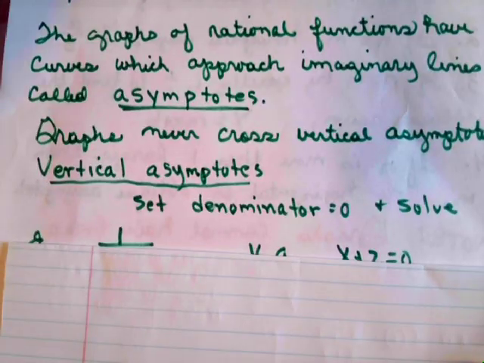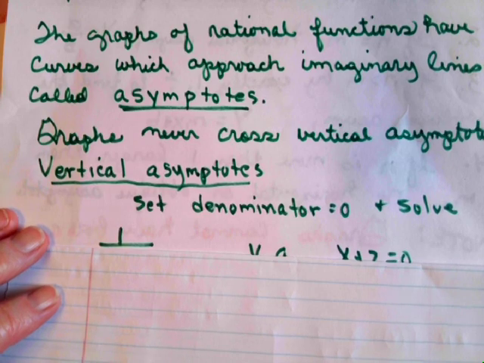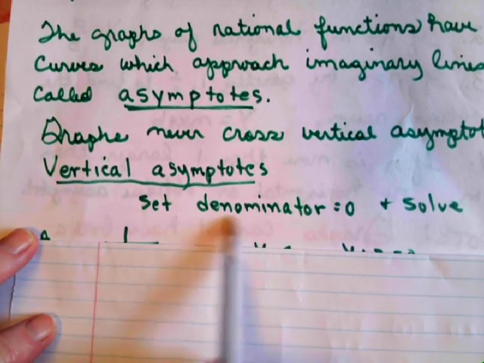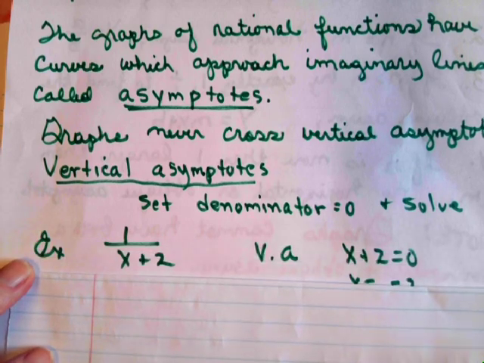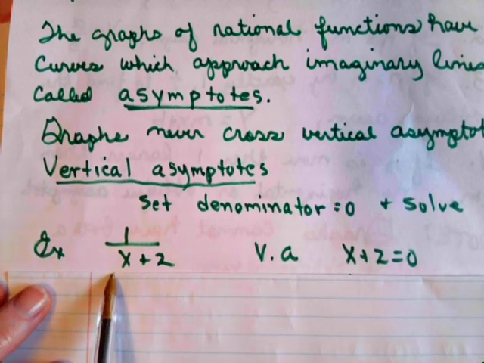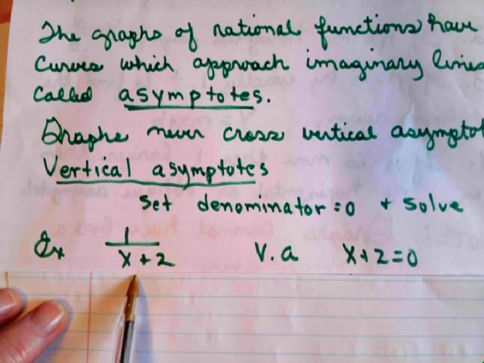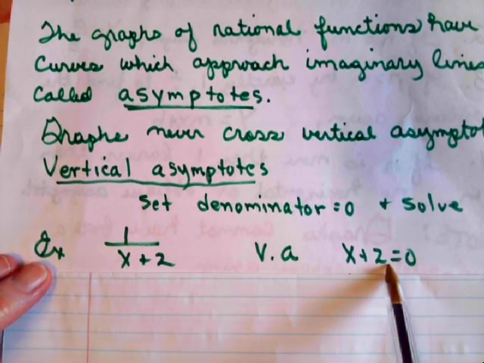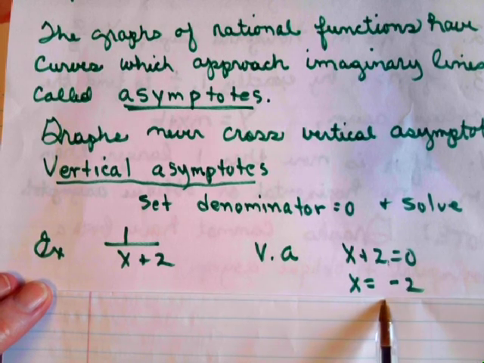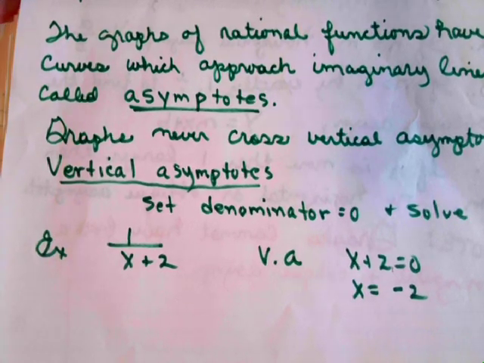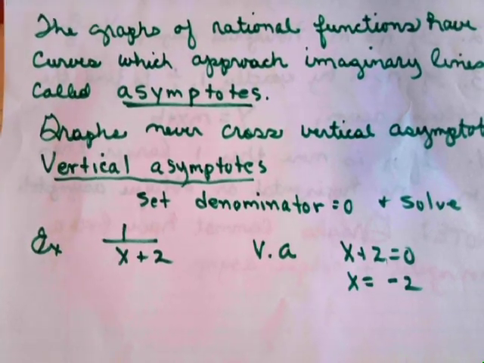Vertical asymptotes are imaginary lines that curves get close to. To find the vertical asymptotes, set the denominator equal to 0 and solve. So if I want to find the vertical asymptote for this rational expression, I say, okay, x plus 2 equals 0. This has a vertical asymptote at x equals -2. Vertical asymptotes: just set the denominator equal to 0 and solve.